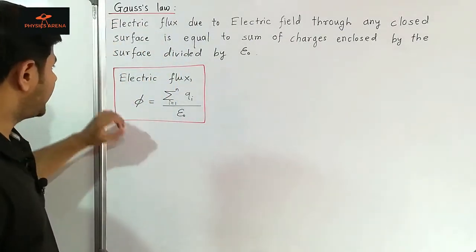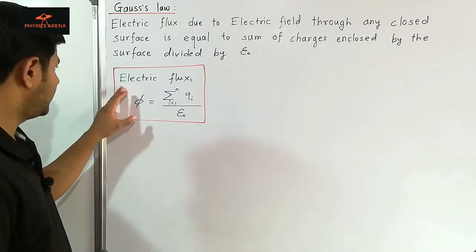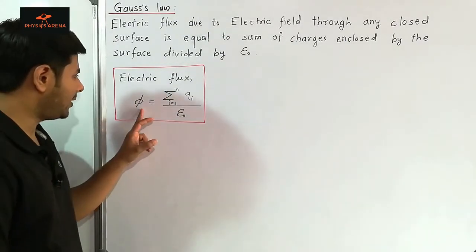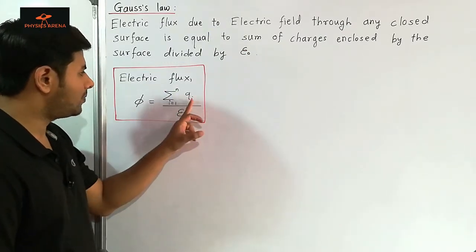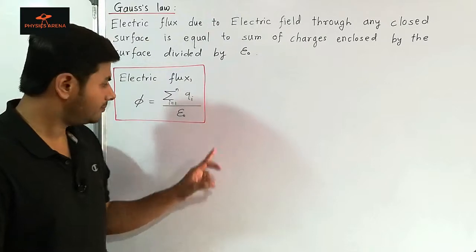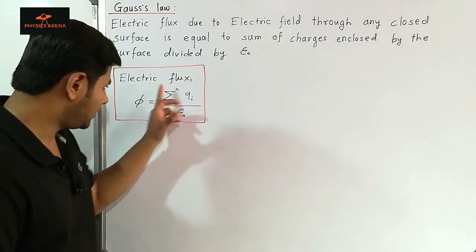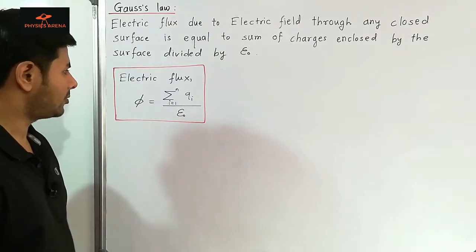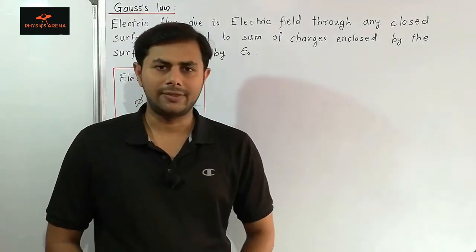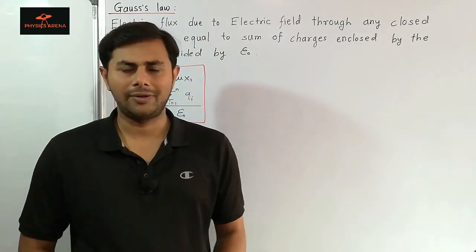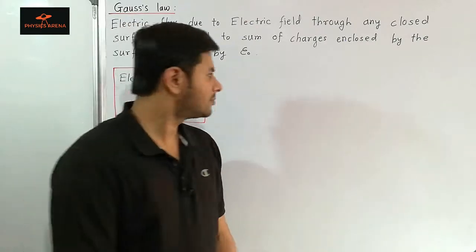Then the law can be represented mathematically like this. The electric flux we denote by phi, and it is equal to the sum of all the charges qi, where i runs from 1 to n, that sum divided by epsilon naught. Now let us try to understand the Gauss law, and for that let's try to understand the flux.